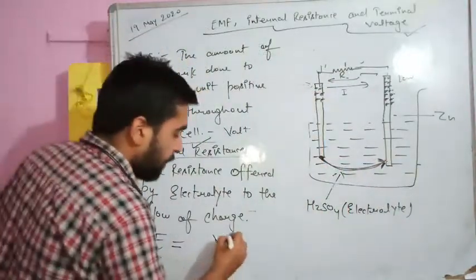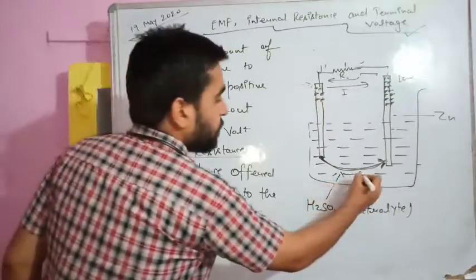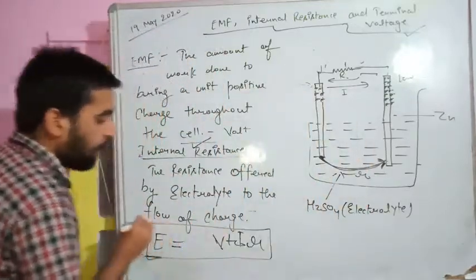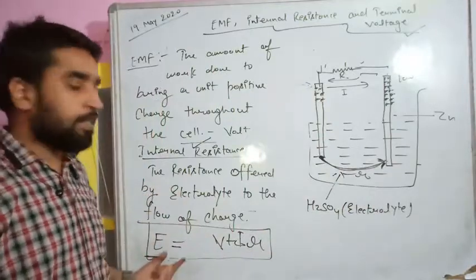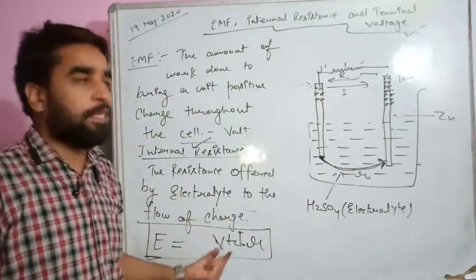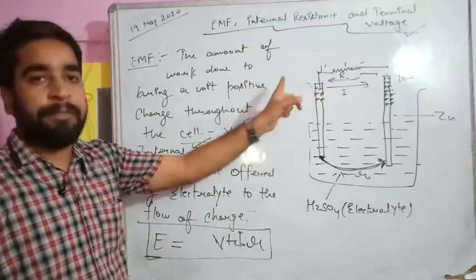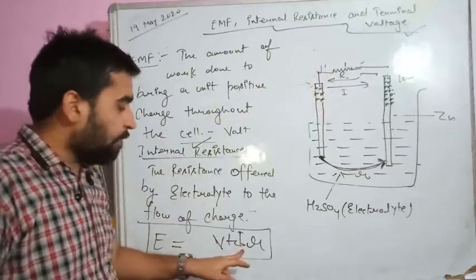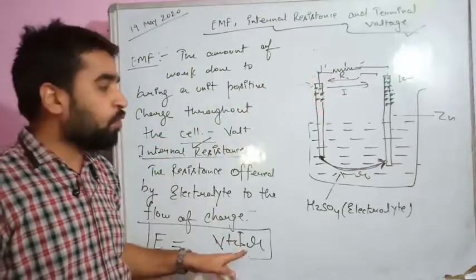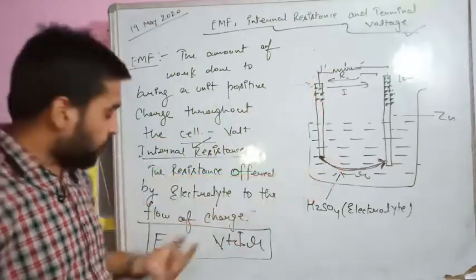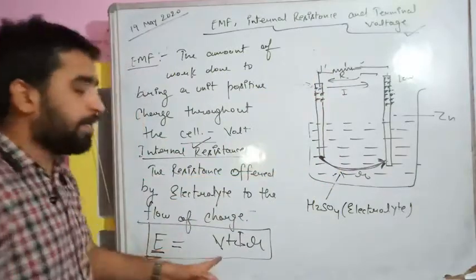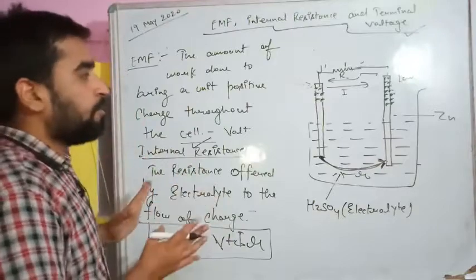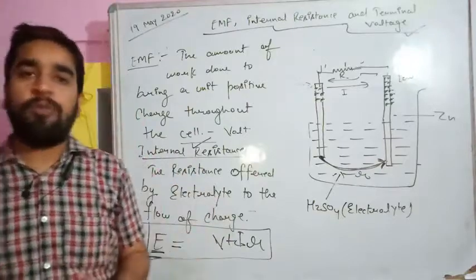Suppose current I is flowing, and the internal resistance of the cell is r. So E is equal to V plus Ir. EMF is the sum of the potential difference, meaning the terminal voltage available across the two terminals of the cell, plus the energy loss due to the internal resistance of the cell. So the EMF of a cell is always greater than the terminal voltage of the cell. This is how you can picture all these topics. I really hope you understood this.